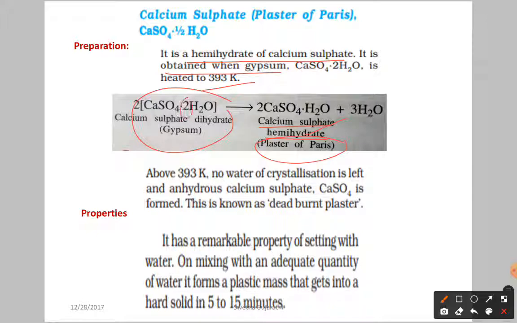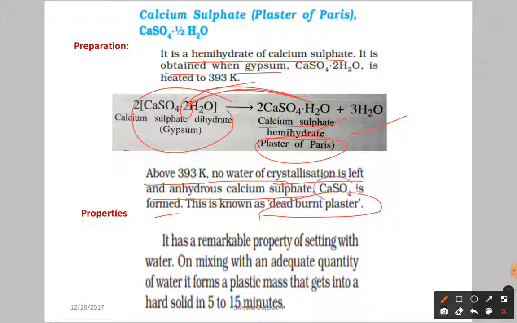Simply, here the water molecule should be half. So you are taking the 2, which means here it should be 1. If you take the 1, it means it should be half. Okay, that is the preparation method for plaster of Paris. Above 393, no water molecules of crystallization are left and anhydrous calcium sulfate is formed. This is called dead burnt plaster.